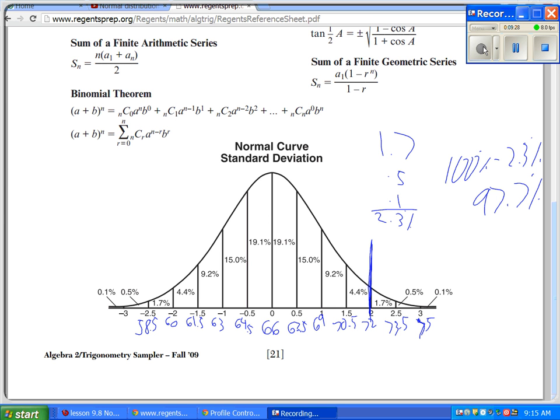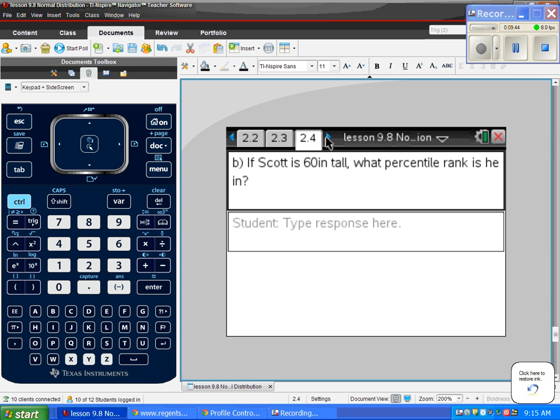All right. Not that bad. The real key is remembering if the value they give you, whatever value you're trying to find it for, is above the mean, you do 100 minus. Now let's take a look at the next slide, part B, where we're going to be below the mean.